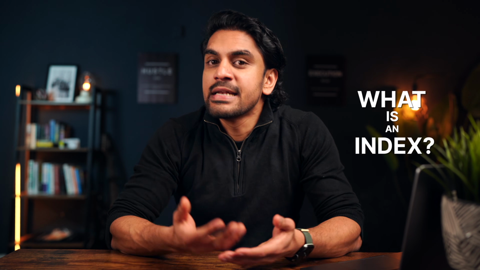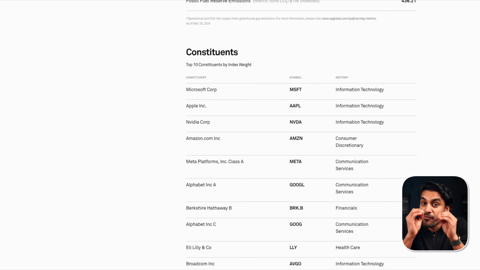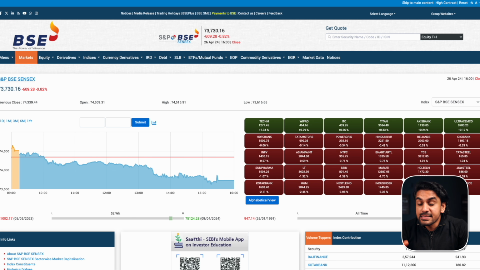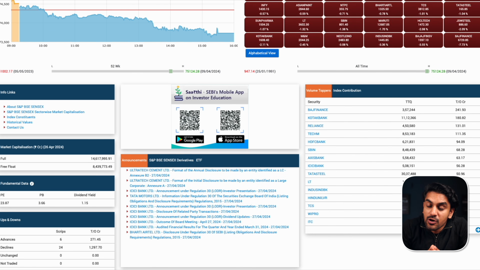But what is an index? It is simply a number that is used to track the performance of a group of assets in a standardized way. If the tracked assets are stocks, we get a stock market index. For bonds, there is the bond price index. For example, the S&P 500 is an index that tracks the performance of the 500 largest companies in the US by market capitalization. Similarly, Sensex is a stock market index that tracks 30 top stocks listed on the Bombay Stock Exchange.